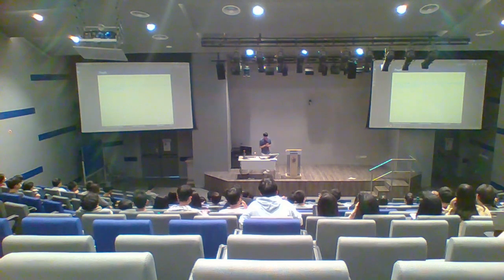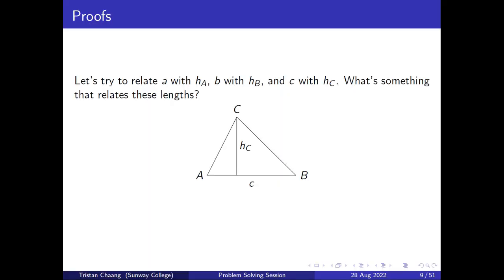Okay, so let's try, as we said just now, to relate A to 1 over HA, B to 1 over HB, or maybe just in general sides are related to altitudes. So how? Is there anything in common that connects these two concepts together? The side and the altitude. Anyone? What kind of concept of a triangle involves a side and its corresponding height?